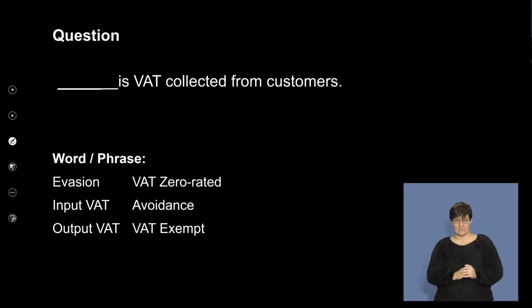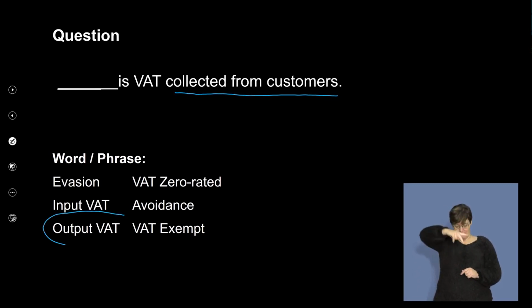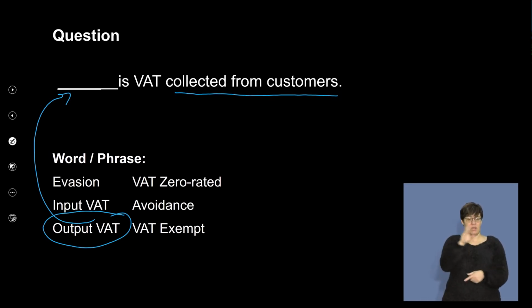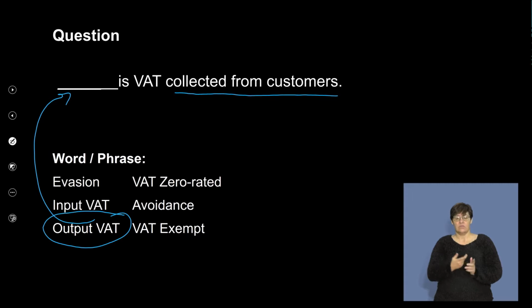Okay, this one says here, is VAT that is collected from customers. Now we have to choose the correct alternative. Clearly you can see that this will be your output VAT. Why? Because that is what we collect from our customers. Again, output VAT is the VAT that we collect from our customers, which will then be paid over to SARS.